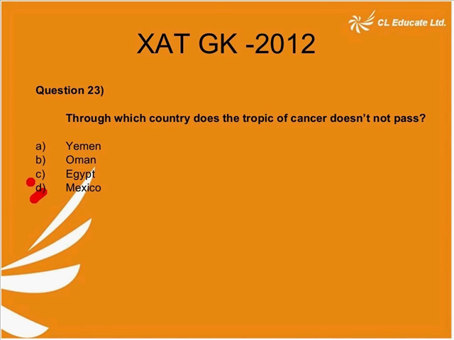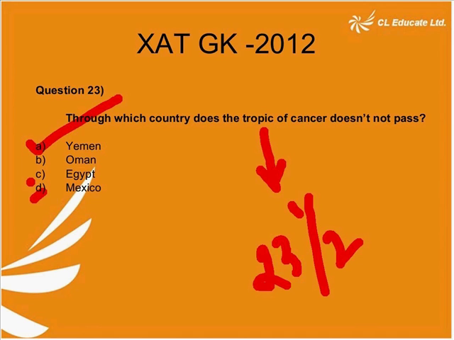Well, the correct answer is Yemen. Just do not worry. See the map. Correct answer is Yemen. Egypt is hot. India is hot. Bangladesh is hot. Sri Lanka is hot. Tropic of Cancer. What is the degree of this? It is 23.5 degree north. It passes through Mexico, Egypt and Oman. It doesn't pass through Yemen. Tropic of Capricorn is 23.5 degrees south.